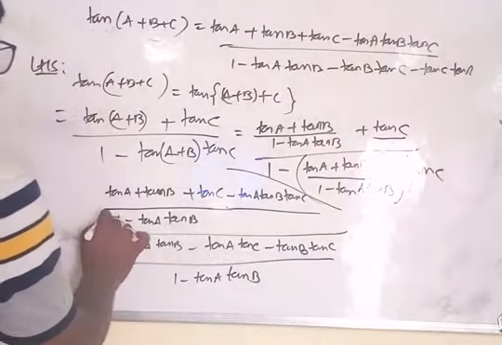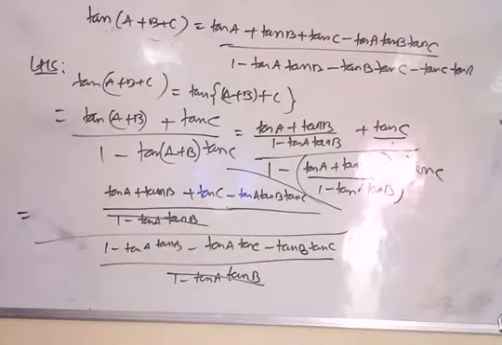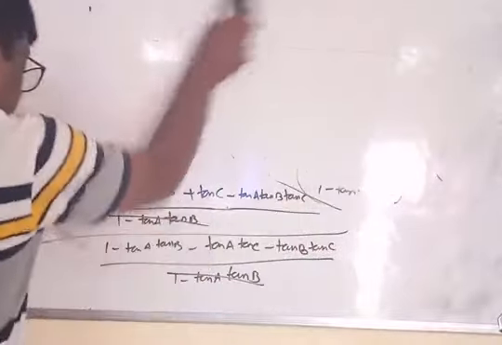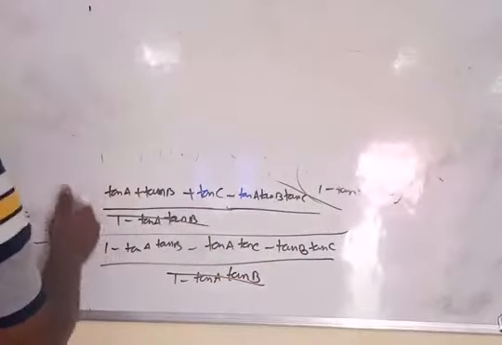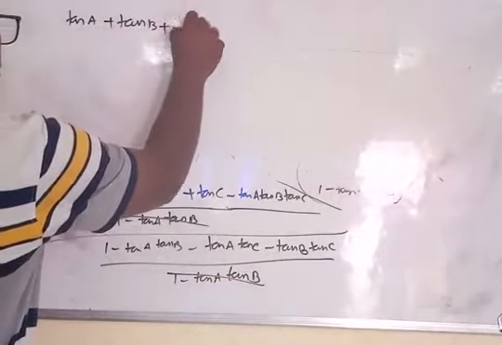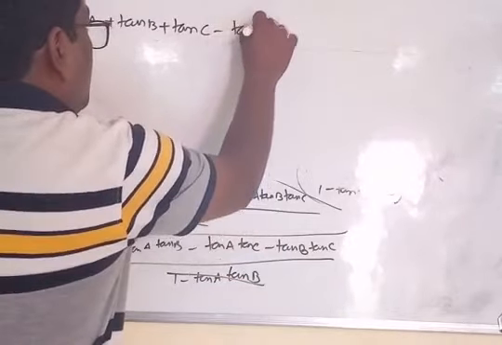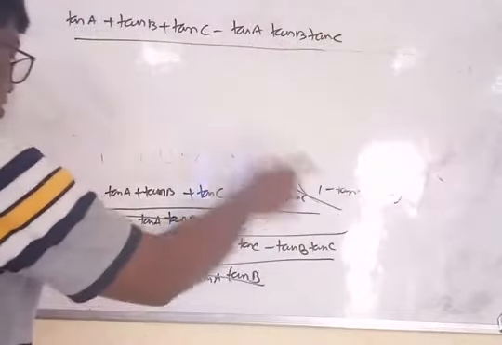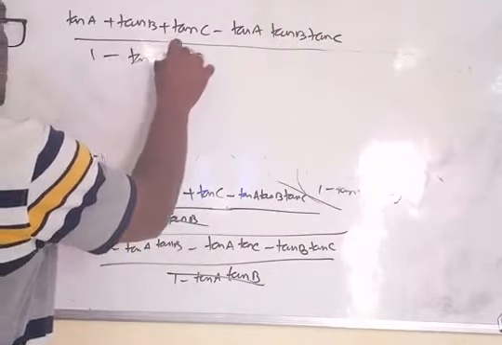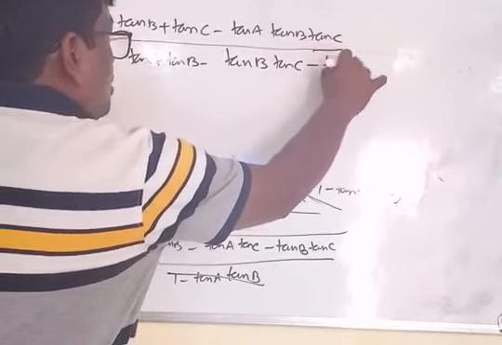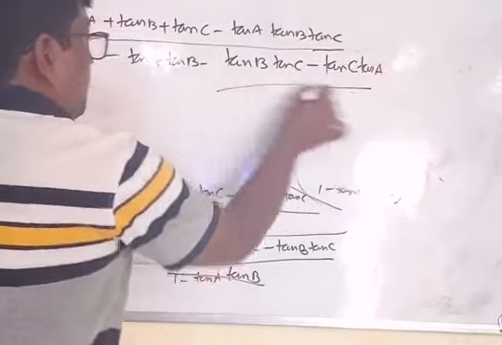So 1 minus tan A tan B cancels. This is equal to tan A plus tan B plus tan C minus tan A tan B tan C, whole divided by 1 minus tan A tan B minus tan B tan C minus tan C tan A, which is the formula. Hence proved.